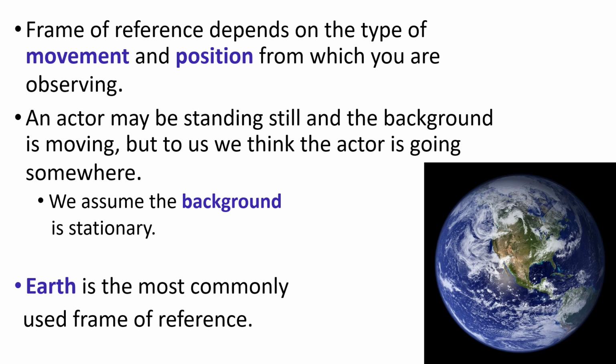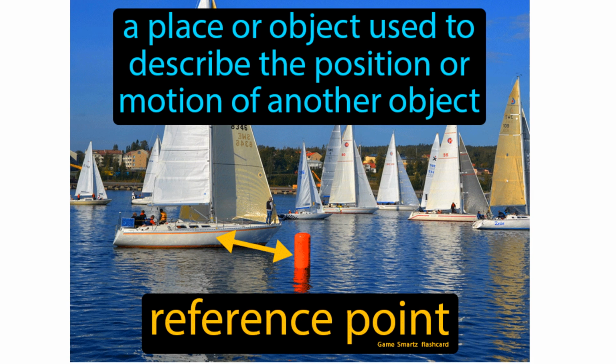An actor may be standing still and the background is moving, but to us, we think the actor is going somewhere. So, we assume that the background is the stationary. Take note, Earth is the most commonly used for frame of reference. A place or object used to describe the position or motion of another object. That is how the reference point being described kung ang object po ay nagbo-move from one place to another.